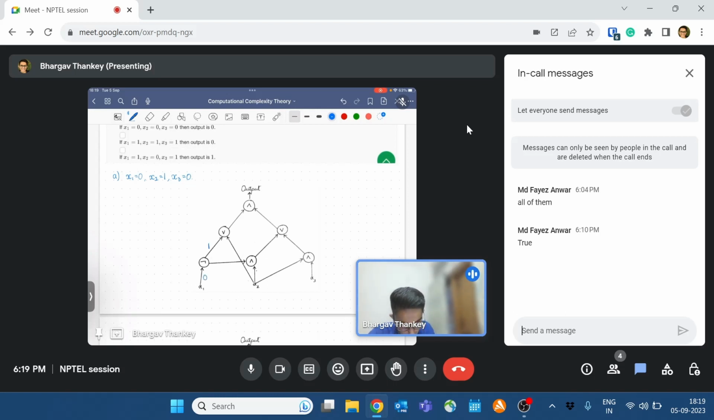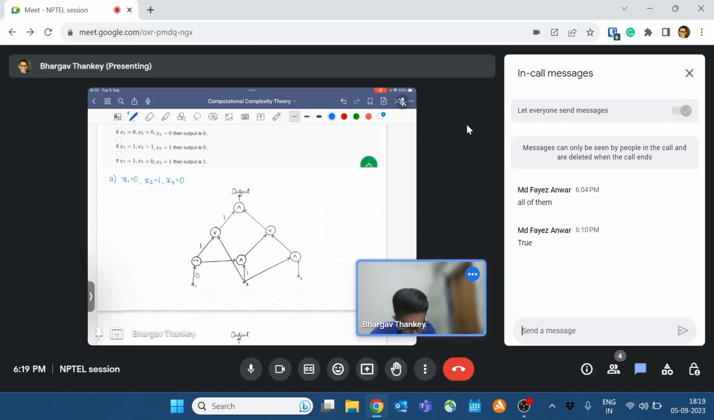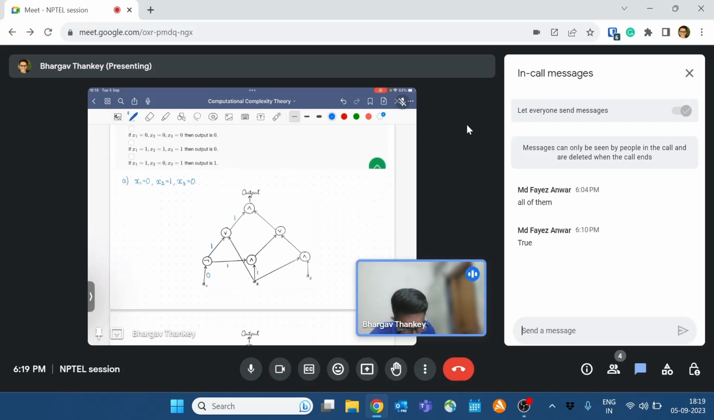So this wire is 1 because it is a NOT gate over here. So in that case, we don't need to worry about what this wire is, right? Because since we have an OR gate and one input is 1, this is 1. So now we only need to check what this wire is. And for that, when x2 is 1, this wire is 1. And similarly, since x1 was 0, this wire is 1. That means this wire is 1, x3 is 0.